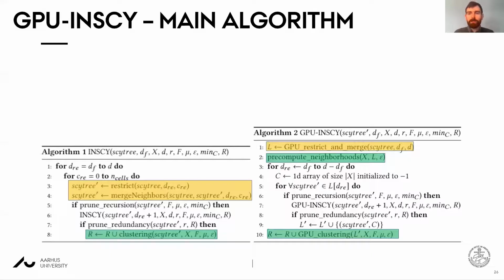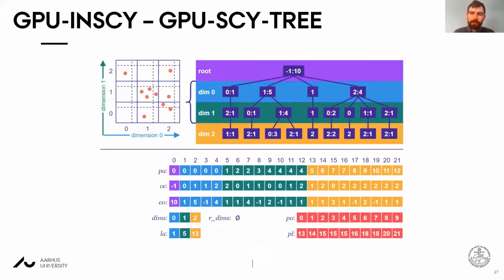To achieve a high parallelism, we identify the most time-consuming tasks and restructure them such that they can be performed in parallel. We first observe that restrict and merge does not depend on any other operations, and we can therefore perform them right at the beginning. Next, we observe that the neighborhoods are used both for pruning and clustering, so we pre-compute this. We then perform all the pruning steps, but wait with the clustering until the very end, such that clustering of each region can be performed in parallel. For GPU InSky, we construct a GPU-friendly version of the sky tree called GPU sky tree.